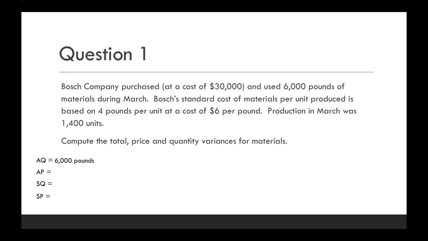Actual price, that's not just the total amount that we spent, right? We spent a total of 30,000, but we want a per pound. So we're going to do 30,000 divided by the 6,000. So we actually spent $5 per pound.